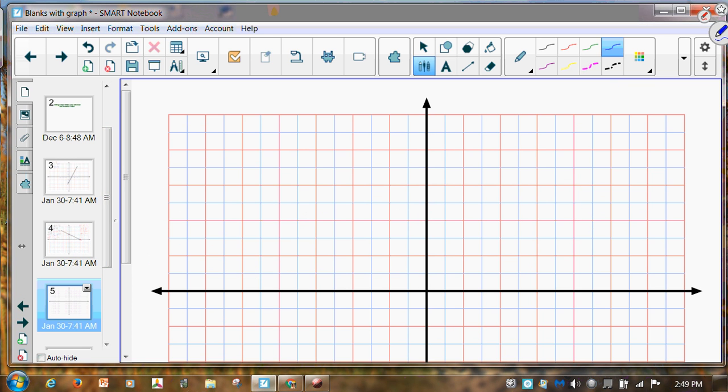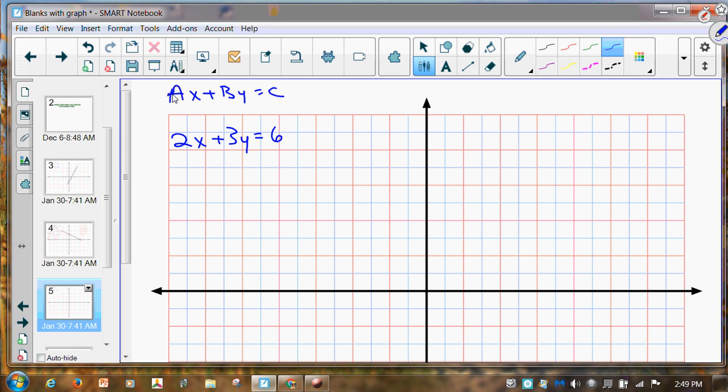Let's take a look at plotting a graph from the standard equation. And let's just make up one here. Remember, standard equation is in the form of AX plus BY equals C. And let's do 2x plus 3y equals 6. Okay, and so remember on this one, a couple ways we can go.